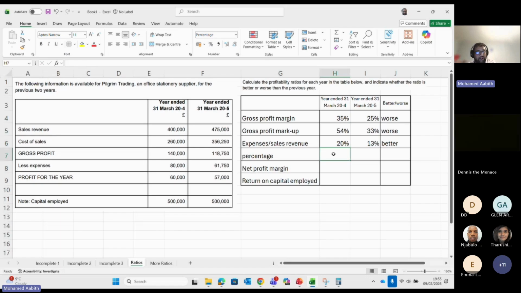So what is that now? Let's look at that here. The next one is not that part. The last one is going to be net profit margin. So let's look at the net profit margin here.